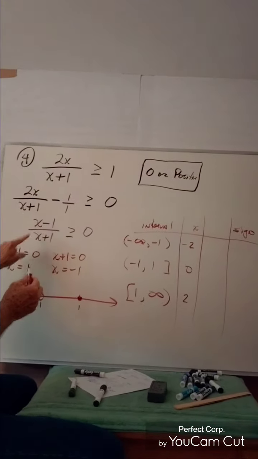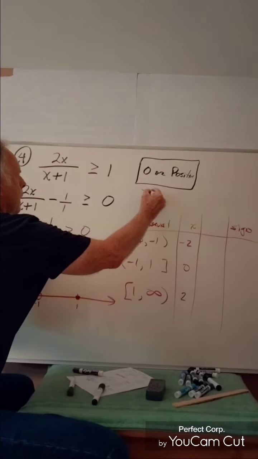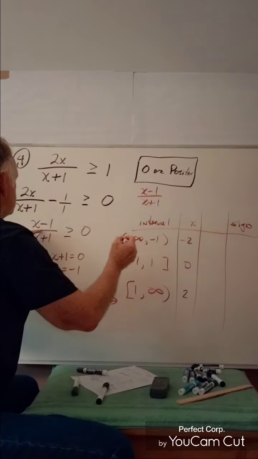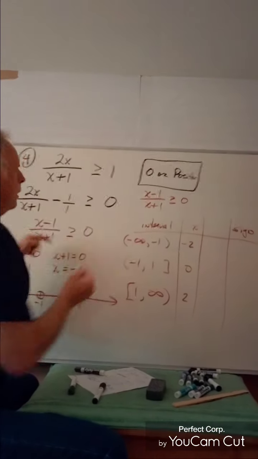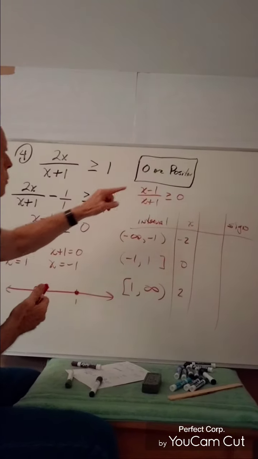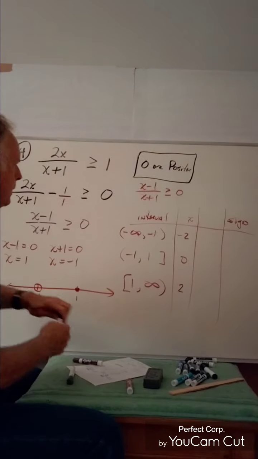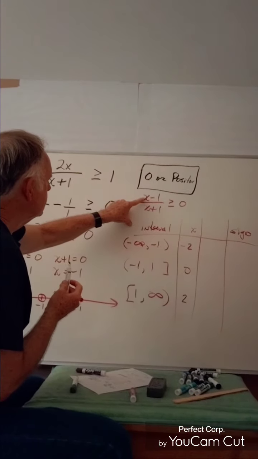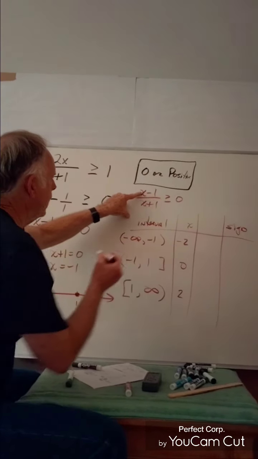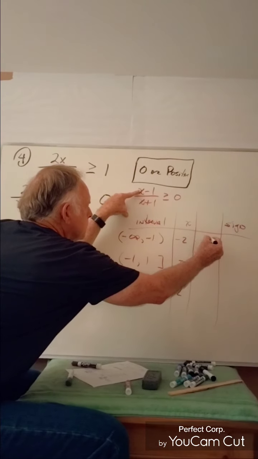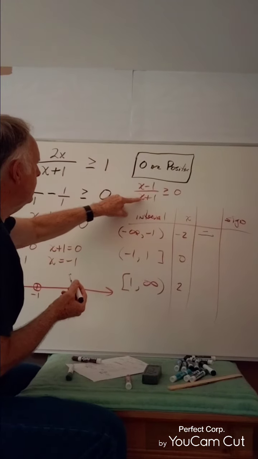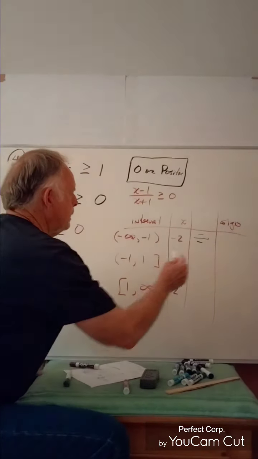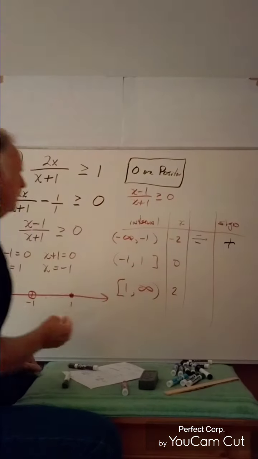Right over here, we'll transfer this fraction. X minus 1 over x plus 1 must be greater than or equal to 0. We're interested in a positive sign. That's what we need. So let's test negative 2. Negative 2, negative 1. That's a negative. Divided by negative 2 plus 1, that's a negative. Negative divided by negative, positive. He's good.